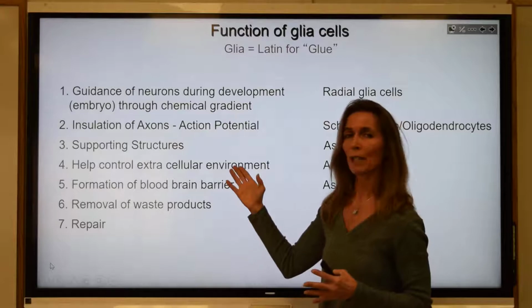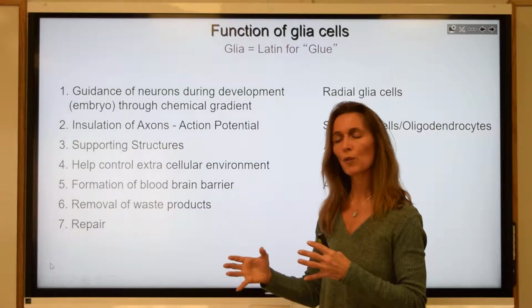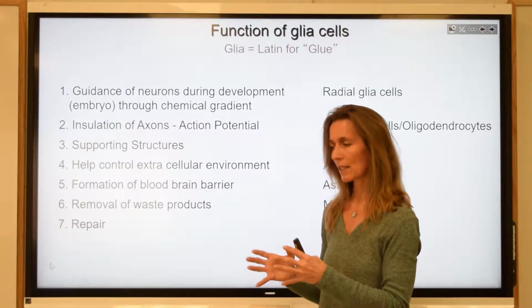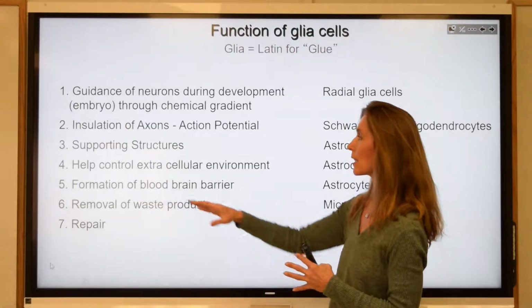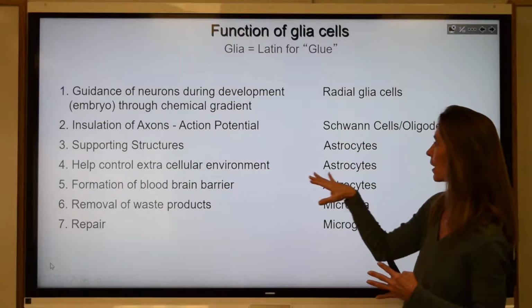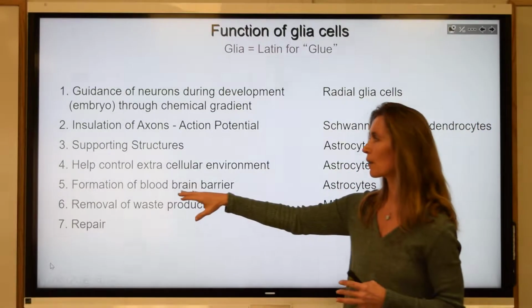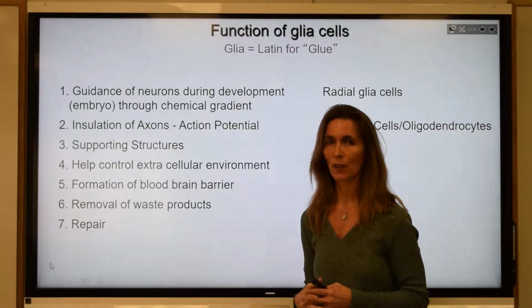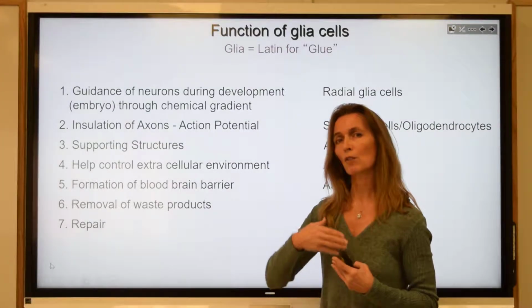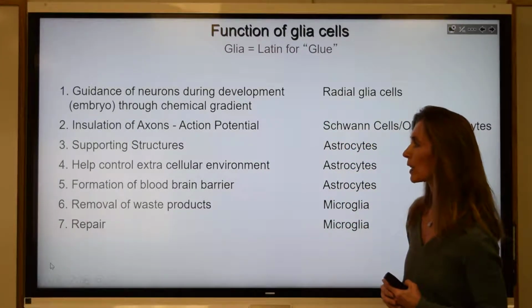In order to make sure that all of these ions and molecules are being put back into the cell and that the extracellular space is maintained as its gradient, glial cells play a very important role in helping with this, and these are the astrocytes as well. Then the formation of the blood-brain barrier is very important in order to prevent unwanted substances to get into the brain. Astrocytes play an important role here as well.